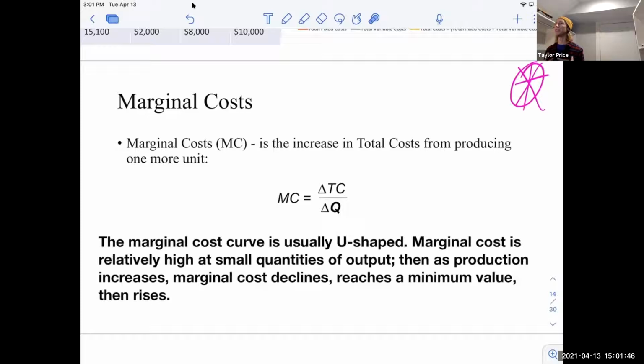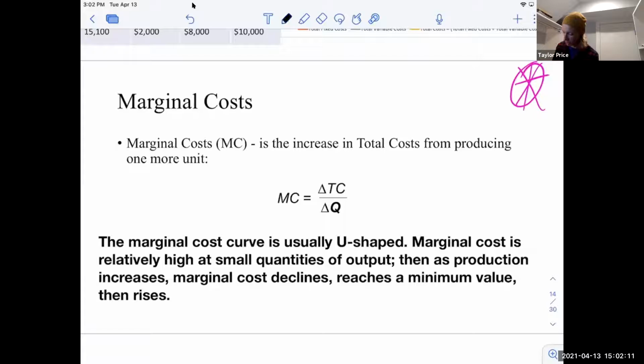And kind of an important piece here that I've added, just to talk about the graph shape, is that marginal cost curves are usually U-shaped. And the reason for that is that marginal cost is relatively high at small quantities of output. And then as production increases, marginal cost declines. So basically it reaches a minimum value and then rises.